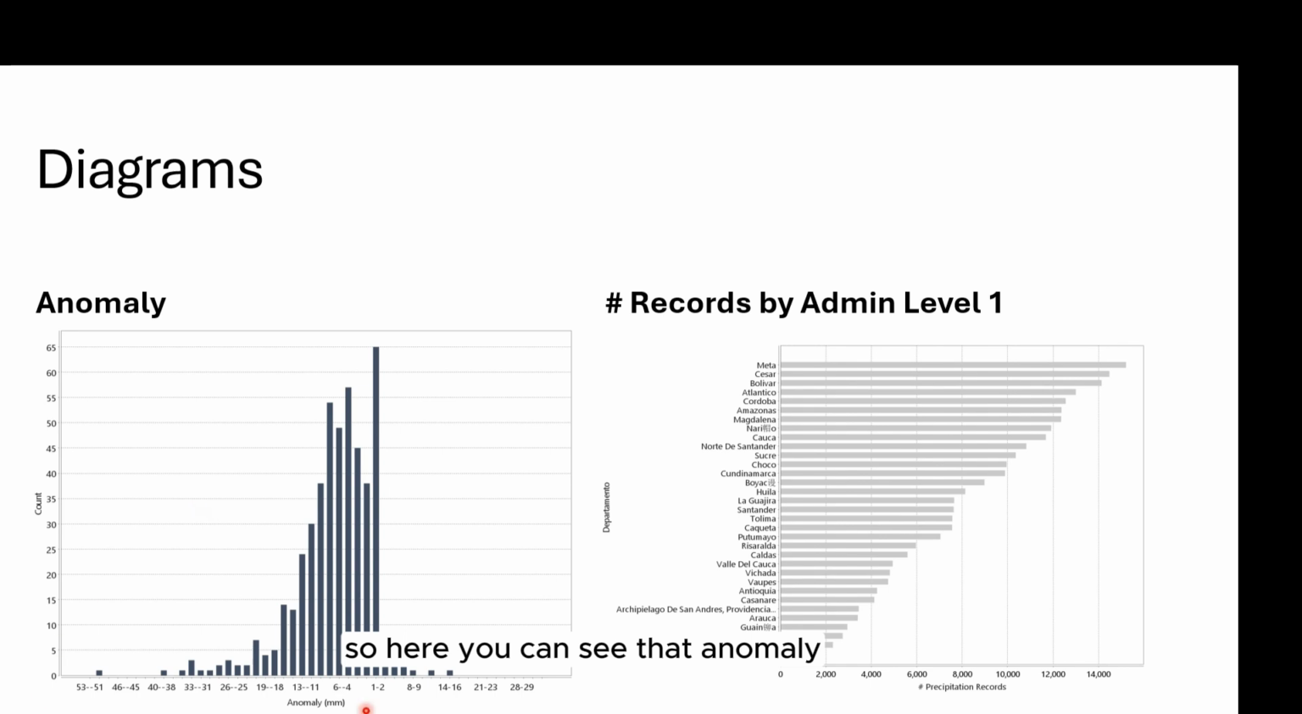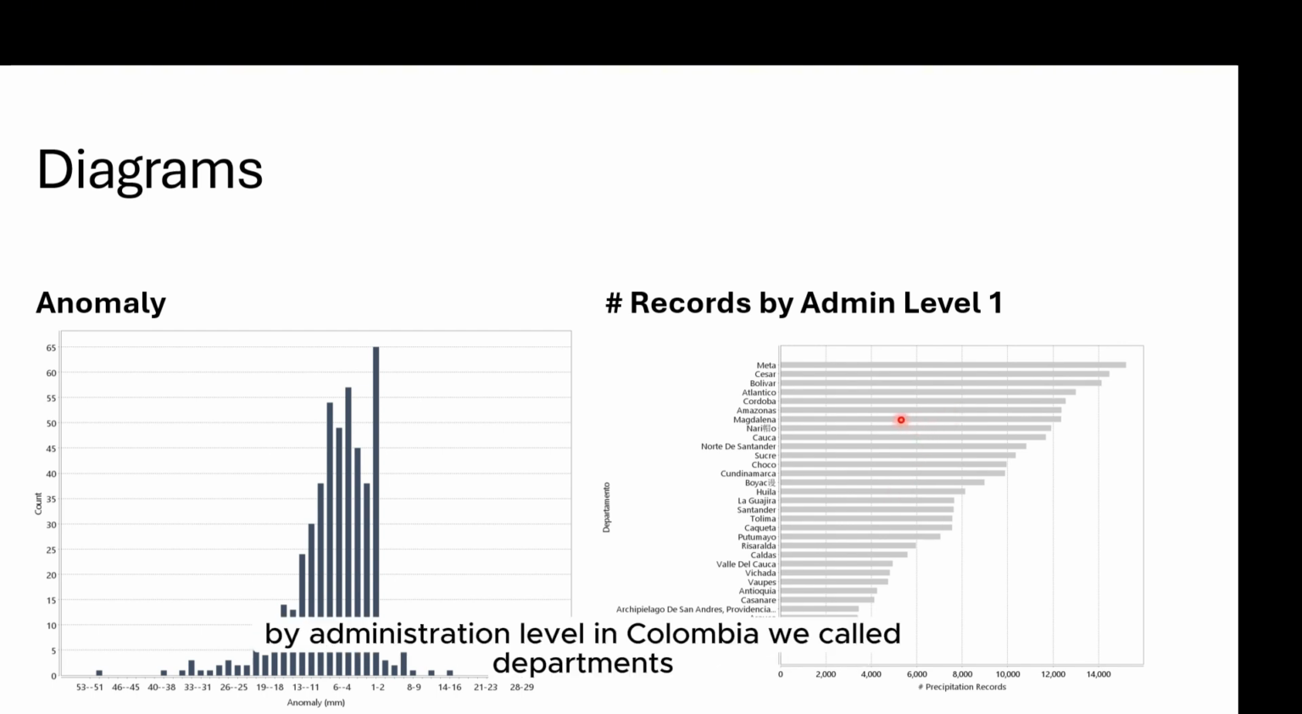So here you can see the anomaly. We analyzed ENSO, El Niño, which is one of the climatic phenomena that affects Colombia. And we see here that more than 60% of the anomalies that we had vary between minus 20 and 8. Also, we can see how many stations there are and, for each station, how many records it has by administrative level. In Colombia, we call them departments.